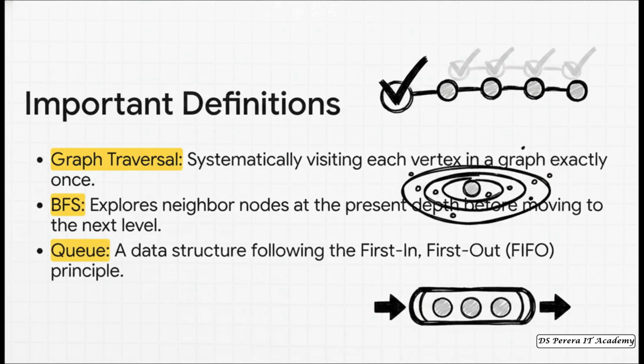And finally, let's be precise with our language. In technical interviews and in your academic work, using the right terms matters. So here are the professional, exam-ready definitions. For graph traversal, the keywords are systematic and exactly once. For breadth-first search, the key phrase you need is explores neighbor nodes at the present depth prior to moving on. And for a queue, the concept you absolutely must remember is first in, first out, or FIFO. Having these definitions down cold is a sign of a true professional.